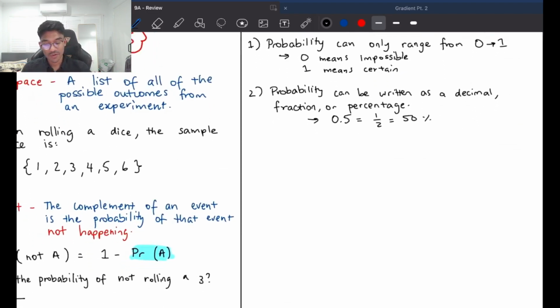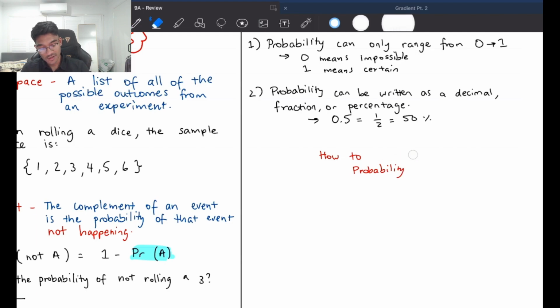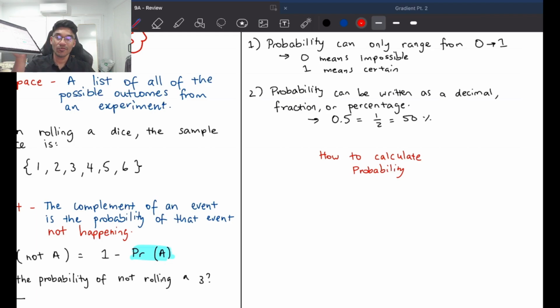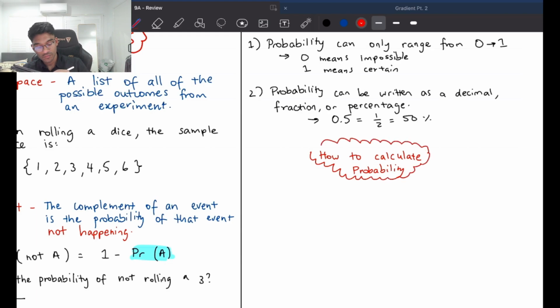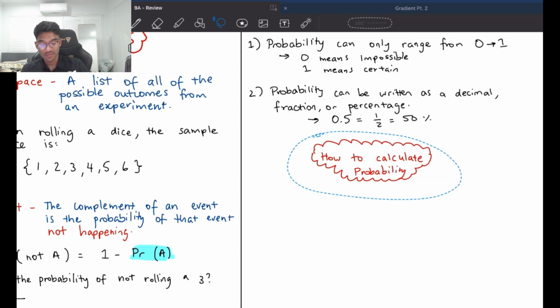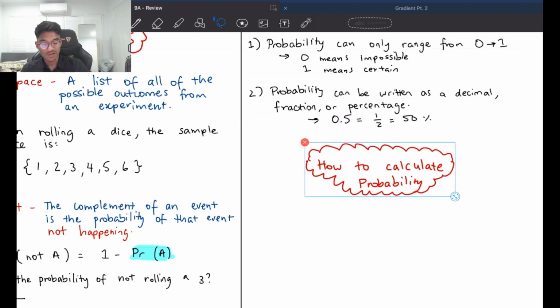Let's move on now to probably the most important part, how to calculate probability. Let's write that neater. How to calculate probability. Sorry for it being messy, I'm writing it while it's on my hand. So, how to calculate probability. Let's do this nice and big. When you're doing this, make sure it's nice and big.